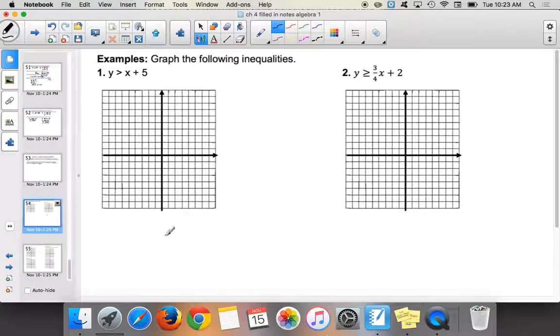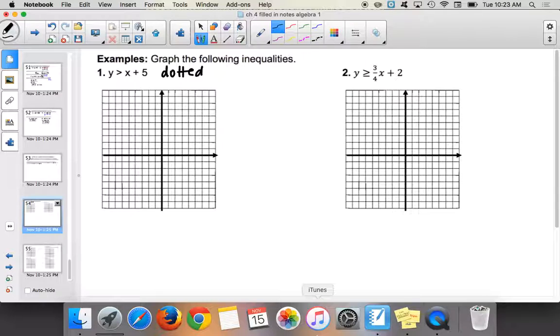All right, so let's do some examples. If I have y is greater than x plus 5, this is going to be a dotted line because I have just greater than, not equal to. Equal to means we fill in the line as well. So we're not going to have a filled in line. Do you all remember how to graph y equals x plus 5?